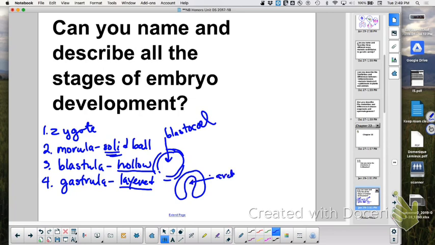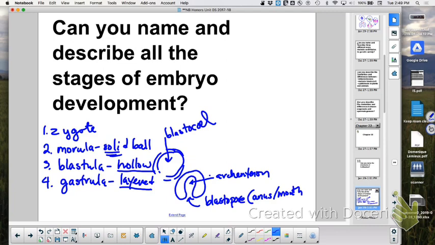Right. And what do you call the opening? What does that become for you? Yeah, for us it's the anus, for others it's the mouth. Okay? Then the blastocoel right here got smushed away. Right? Then when you have 3 layers, the innermost layer, the endoderm, right?